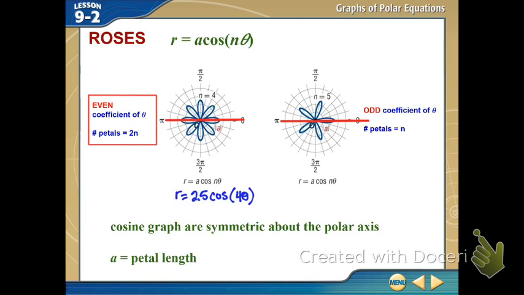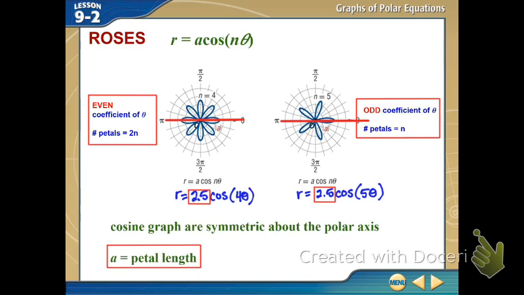I come over here. This time I have an odd number of petals, right? So that means that the coefficient of theta was odd. This must be 2.5 cosine. I've got 5 petals, 5 theta. The rules for sines and cosines are the same, right? Noticing again that the leading coefficient 2.5 matches up to the petal length.